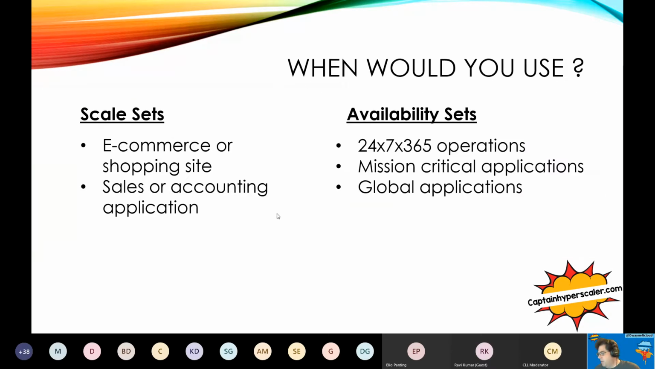So what is the use, and how would you use the scale sets and availability sets? I talked about scale sets based on demand and the need for additional compute power for your virtual machines. The best example I always use when I'm talking about scale sets is an e-commerce site.